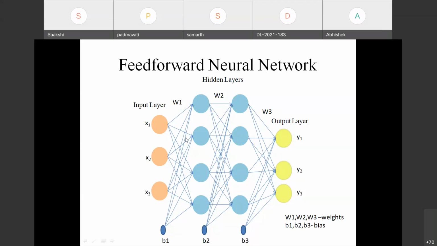Fine. So now in this particular case, let us consider this particular neuron of the hidden layer. These are two hidden layers. The ones represented with blue color are the hidden layers. The layer represented with yellow is the output layer, whereas the first layer over here is the input layer, right?